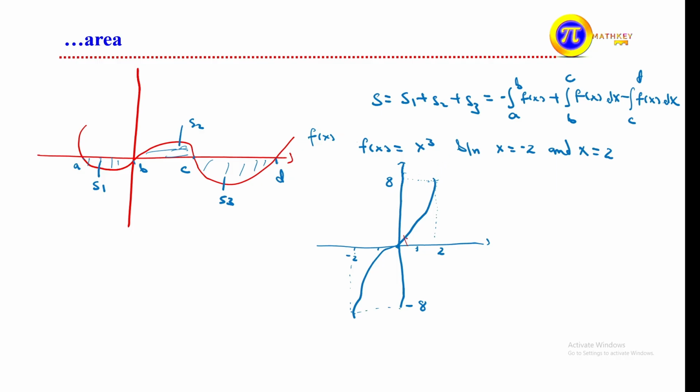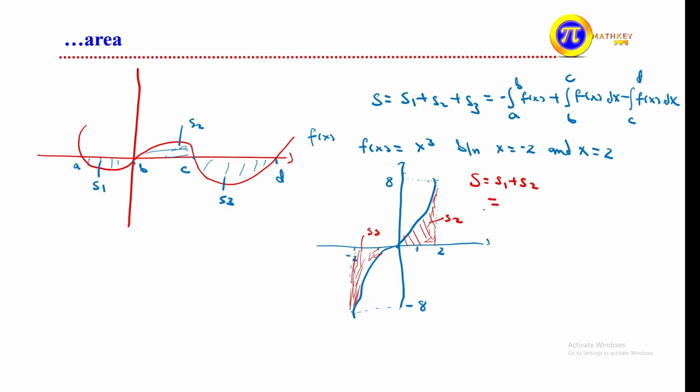So this is the region that we want to find. Similarly in this case here, this is the region that we want to find. The area becomes the sum of this; let's take this one as s1 and this one as s2. So the area becomes s equals s1 plus s2.